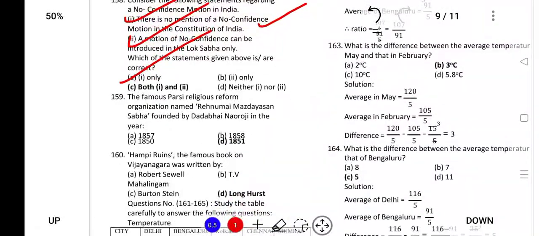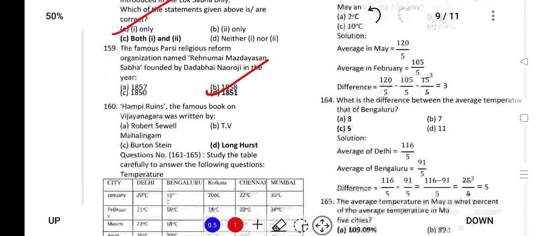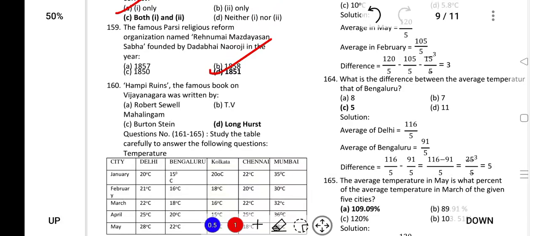The famous Parsi religion... established 1851 by Dadabhai Naoroji. Hampi ruins is a book on the Vijayanagara Empire, written by Longhurst.